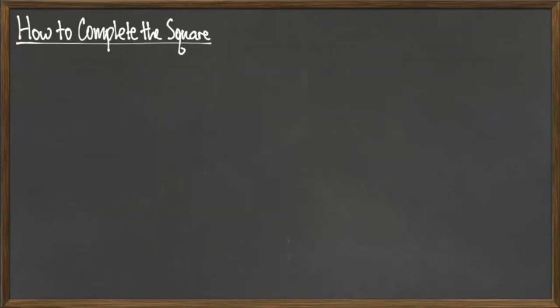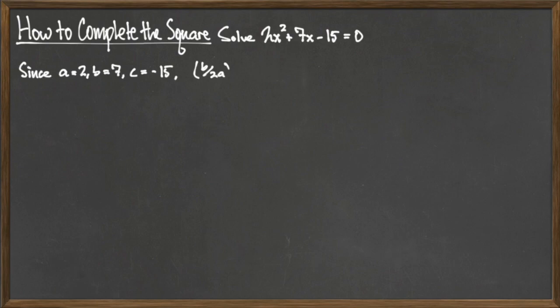Let's jump right into another example. We're going to solve the quadratic equation 2x squared plus 7x equals 15. It's not hard to check that the AC method fails here, so this is not going to factor. First, let's record our coefficient values. A equals 2, B equals 7, C equals negative 15. And then let's compute the term b over 2a squared, which for us will become 7 divided by 4 squared, which is 49 over 16.